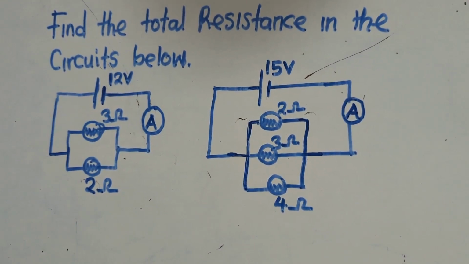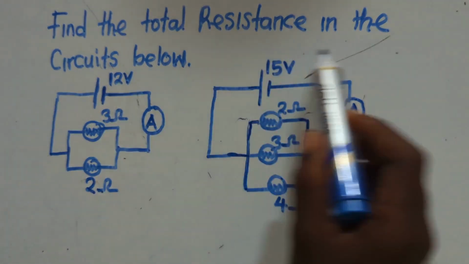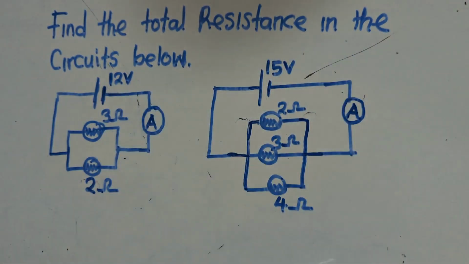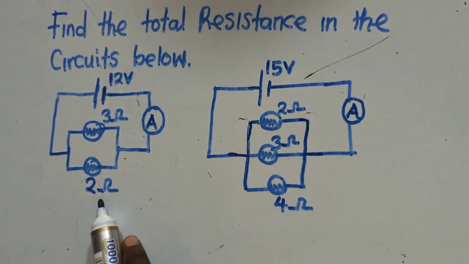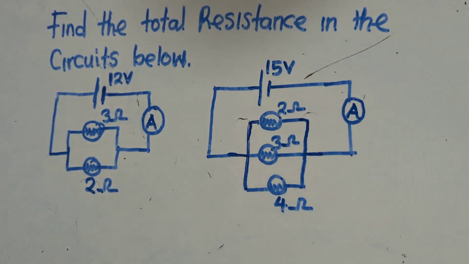So we have a question here. This question falls under electricity. The question says, find the total resistance in the circuits below. So we want to find the total resistance in this circuit and this other circuit.